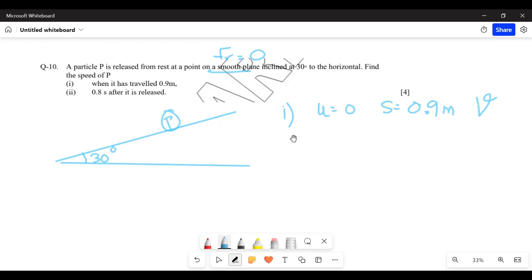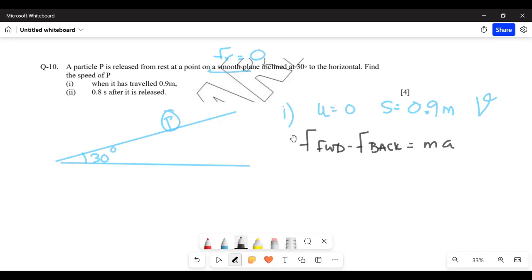Okay, so we have U, we have S, we need to find V, but that's not enough information. We need one more parameter to apply equations of motion, and that could be A, the acceleration, or T, the time. Now we can find the acceleration using Newton's law, which is forward force minus backward force equals ma. Let's apply that.